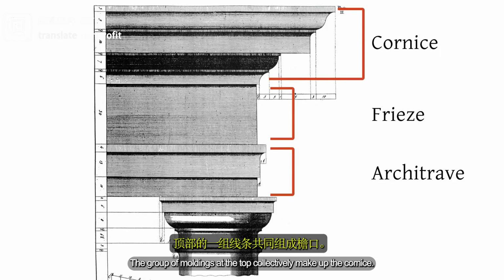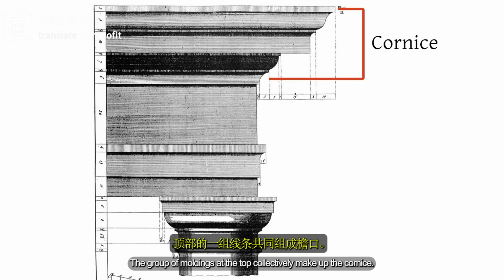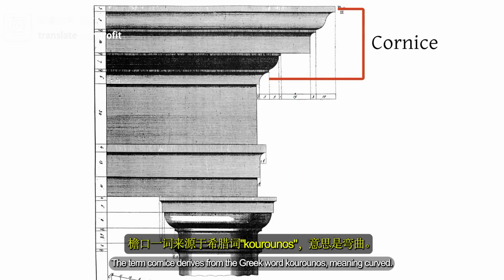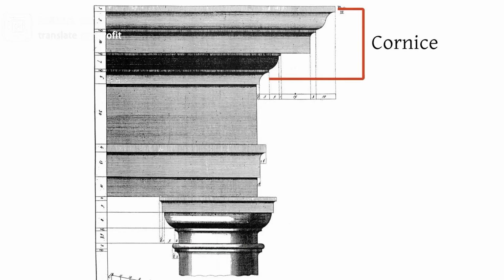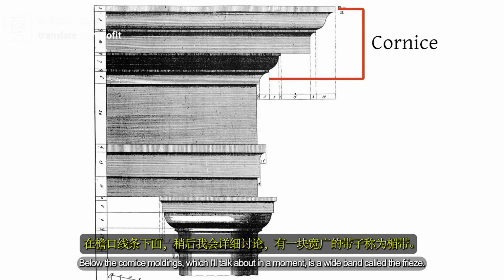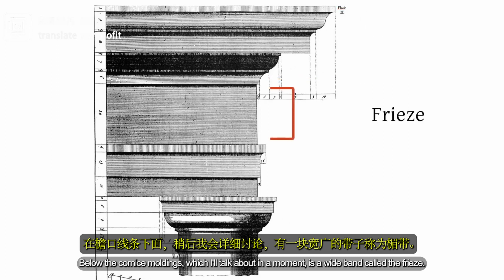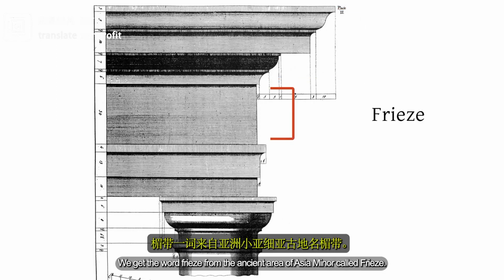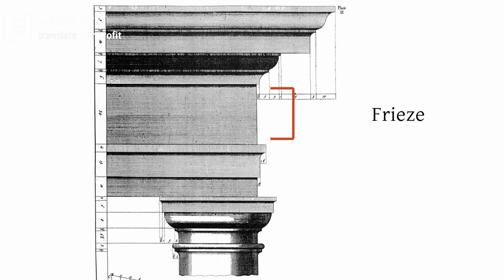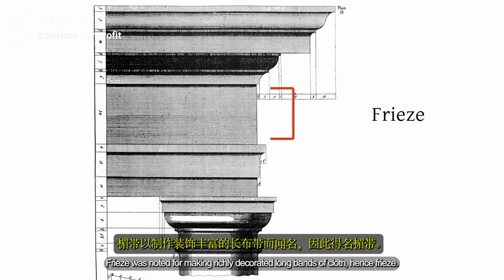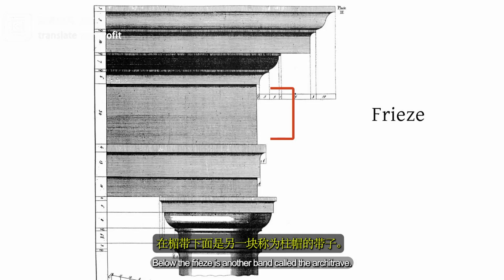The group of moldings at the top collectively make up the cornice. The term cornice derives from the Greek word koronos, meaning curved. It's where we get the word crown. Below the cornice moldings, which I'll talk about in a moment, is a wide band called the frieze. We get the word frieze from the ancient area of Asia Minor called Phrygia. Phrygia was noted for making richly decorated long bands of cloth, hence frieze.